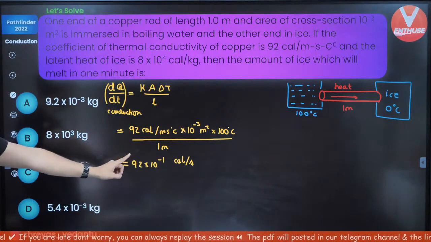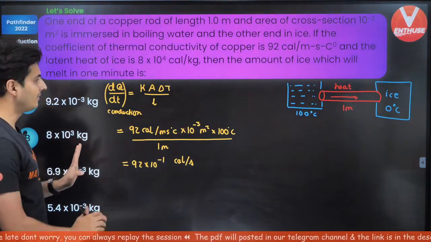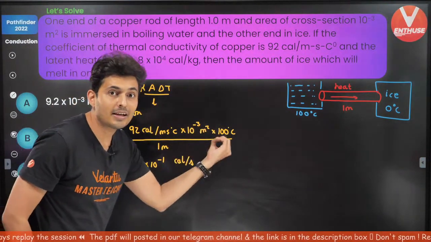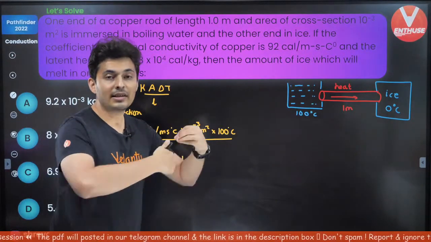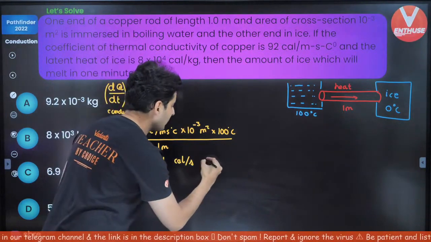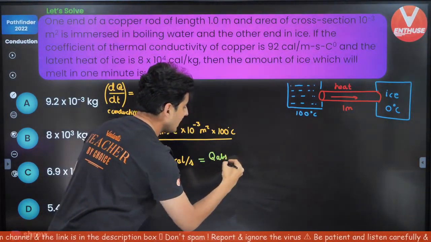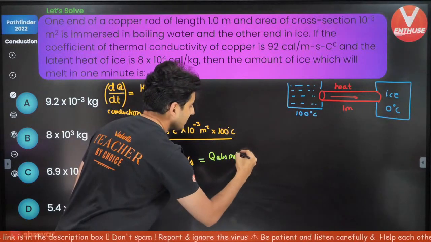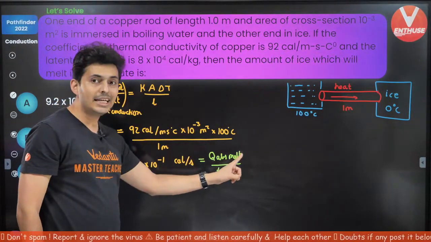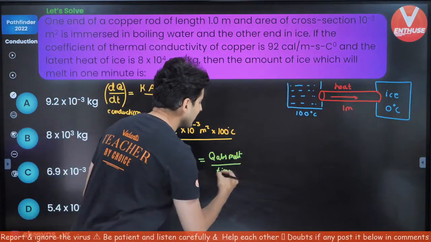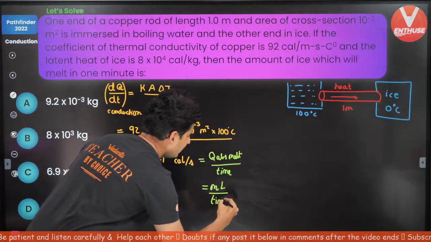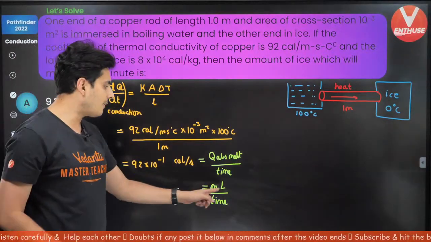Check this out. Is it 92 into 10 to the power minus 1, my warriors? Fair enough. Now this is equal to... this heat is going to melt the what? Ice. This will be the heat absorbed by the ice to melt it per unit time taken to melt it. Now I think heat absorbed to melt it is something which we already know. It is nothing but m into latent heat, and this is nothing but time. Got it? It is nothing but mL by time.